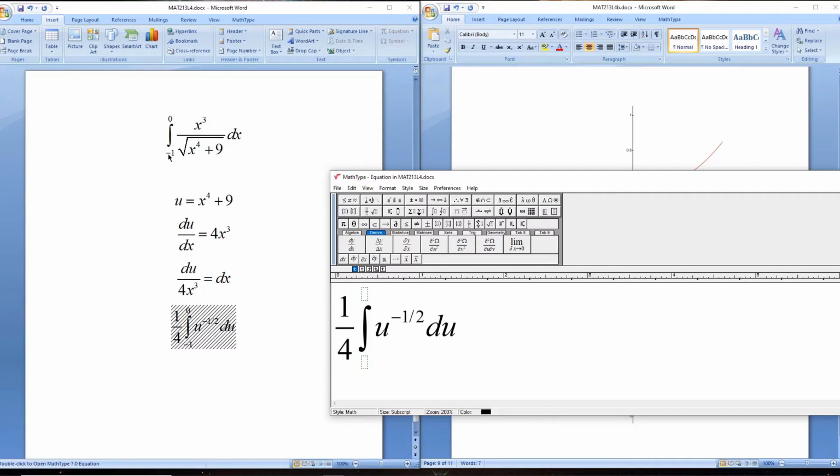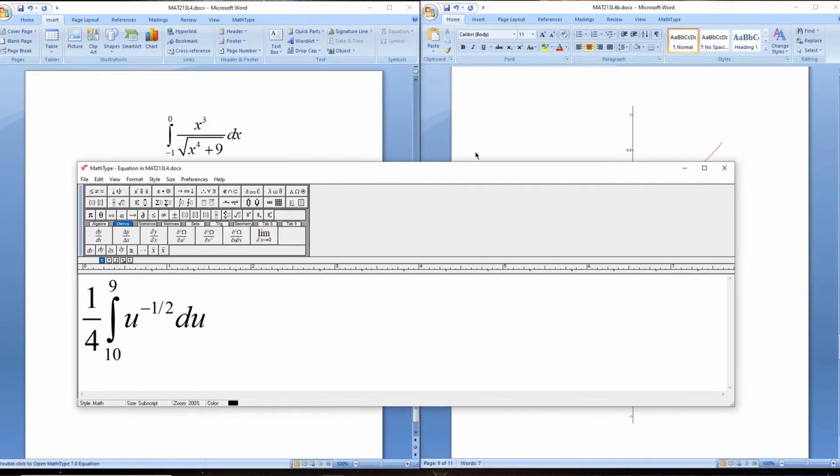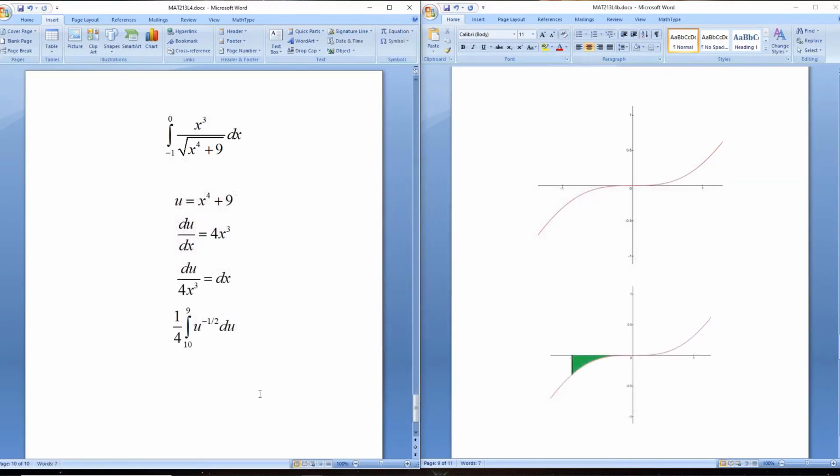So let's look at the bottom one. It was originally -1. So we're going to plug that in for x here to get what it is when it's u. So -1 to the fourth is +1, and 1 plus 9 is 10. And so when x is -1, u is 10. And when x is 0, u is 9. And now the integral is ready to go.